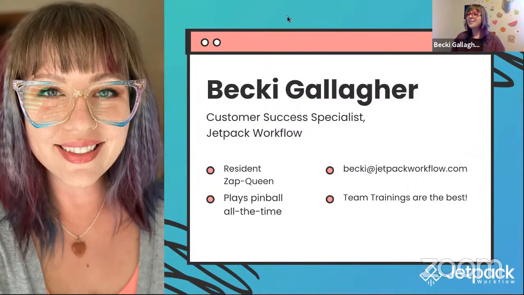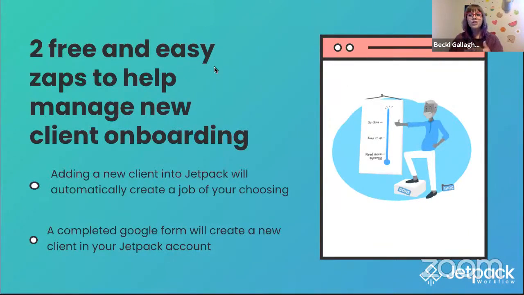What we are going to do now is take a deeper dive on a couple of zaps within Jetpack Workflow. I'm just going to pause my share. We're going to talk about 2 free and easy zaps to help you with managing new client onboarding. I wanted to highlight free and easy because Zapier can be a little overwhelming sometimes. There's a lot of things you can do, and you can also get into tiers of Zapier where you do have to pay. But these 2 zaps are free and they're really easy to set up. We actually have templates for them. We're going to walk through accessing a template, and we're also going to walk through building one out from scratch.